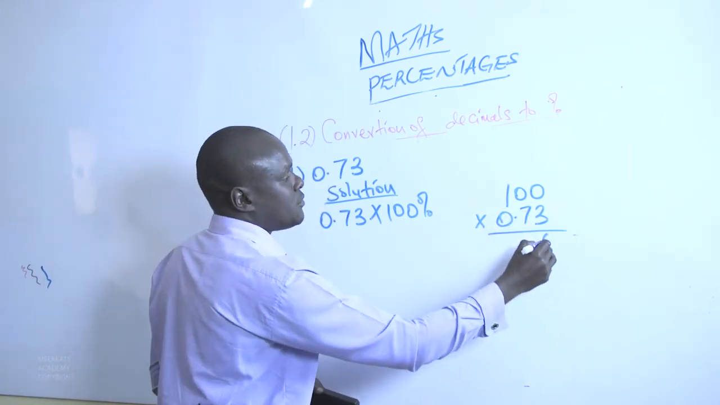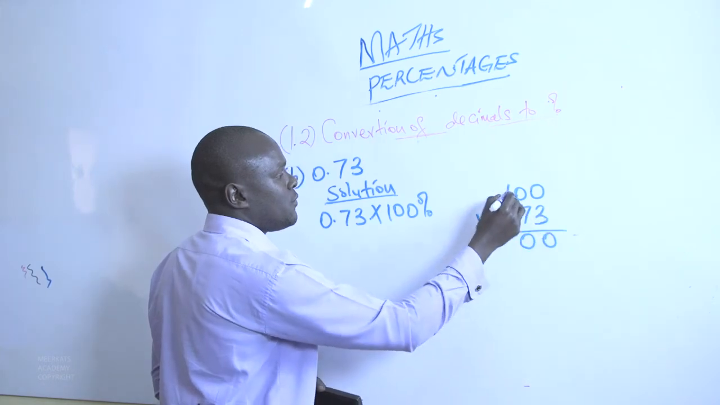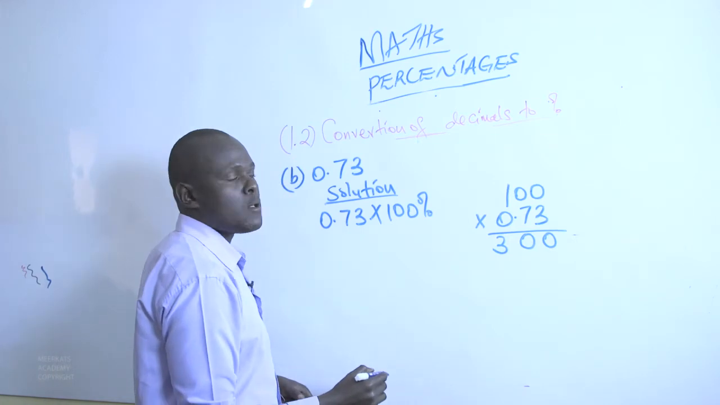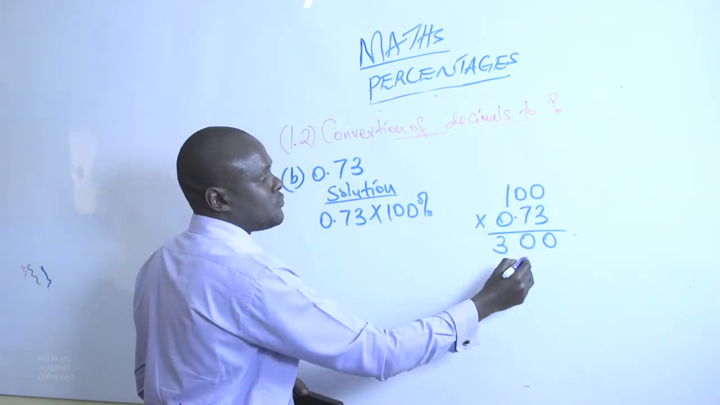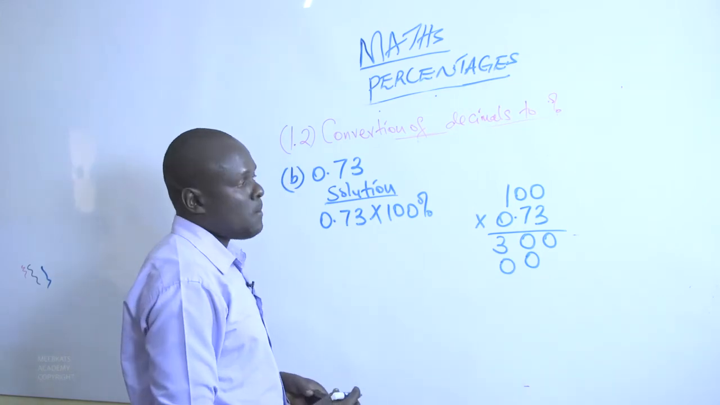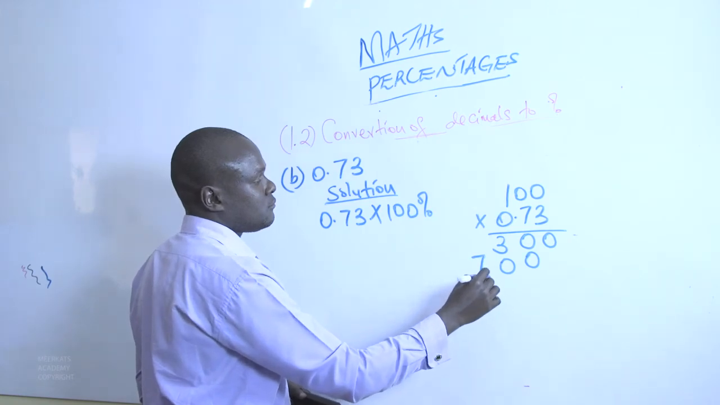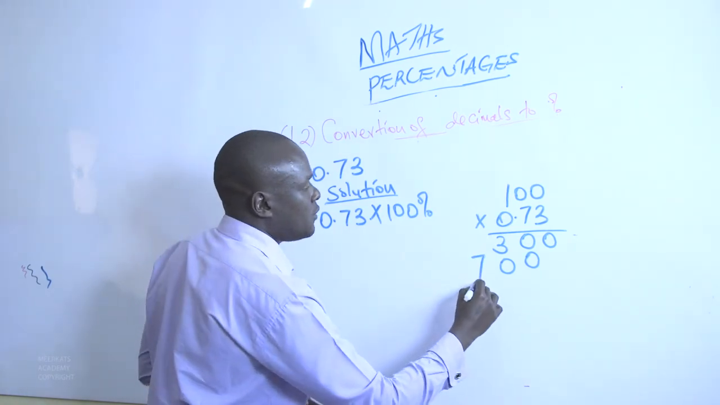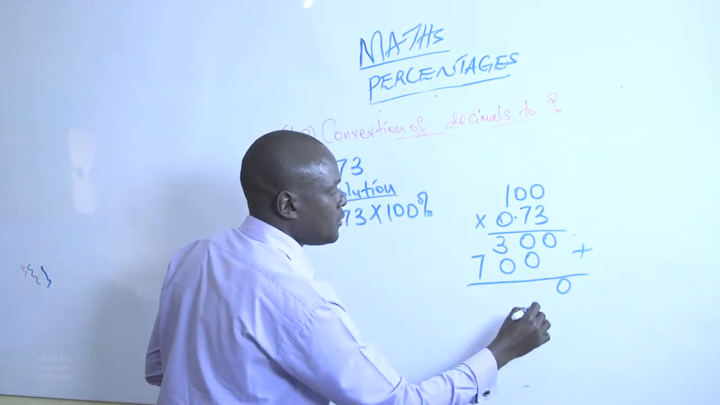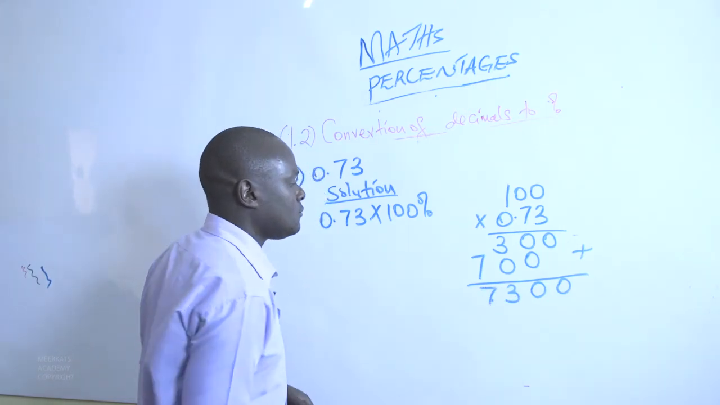3 multiplied by 0, it will give us a 0. 3 multiplied by 0, it will give us another 0. 3 multiplied by 1, it will give us 3. 7 multiplied by 0, it will give us 0. This will be another 0. Then 7 multiplied by 1, it will give us 7. Then we add. This will give us 0, 0, 3, 7.